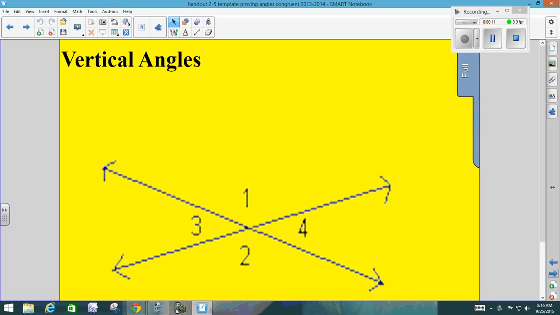Vertical angles are formed by intersecting lines. This is a review. We learned these last chapter. I think in chapter 1 we said they were formed by opposite rays, but opposite rays create lines, so let's just say they are formed by intersecting lines.